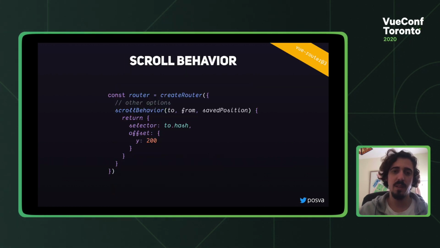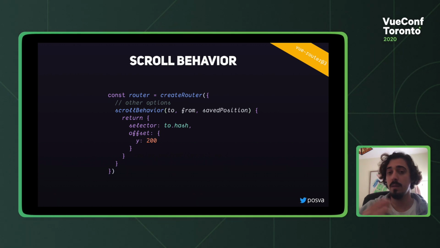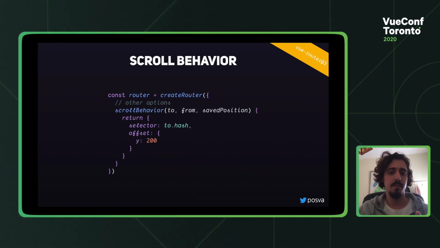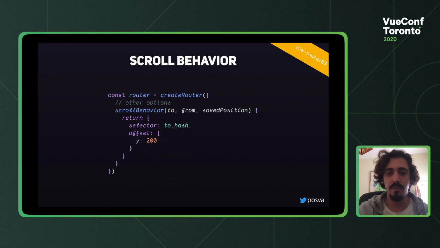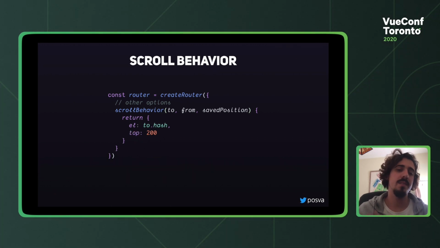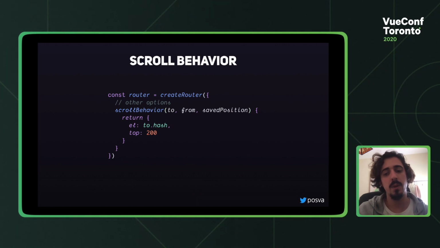Now there is a big improvement here when it comes to scroll behavior, not only from the API point of view, but also from a mechanism point of view. And it's in part related to the navigation failures that we were talking about before. We're going to see that in a moment. But we are moving on from this object-based version with selector and offset with a nested object. So we are moving to a flattened version, where we replace the selector property with the el element, and we no longer have offset x and y, we have top and left.